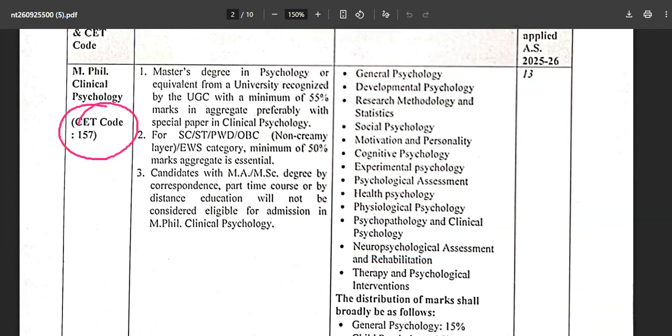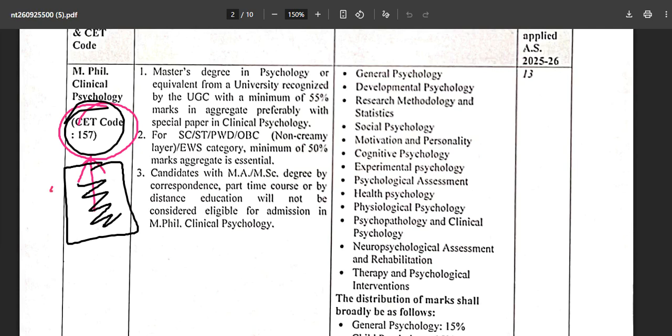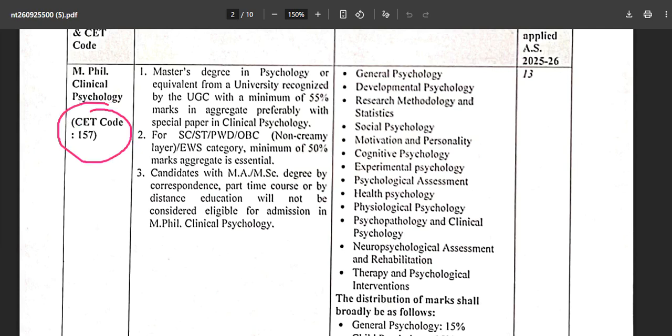Okay, now your CET code is 157. If you have still not filled the form, there were a lot of comments about the center code and whatnot, then the CET code is 157 over here. Your examination is MPhil clinical psychology, and the total number of seats they have given is 13. They have not mentioned the unit-wise reservation quota.